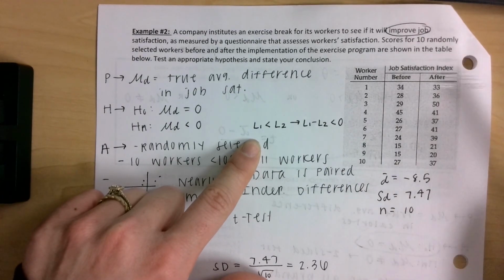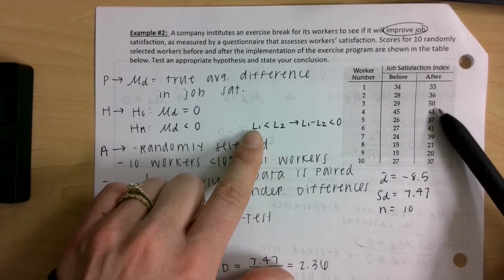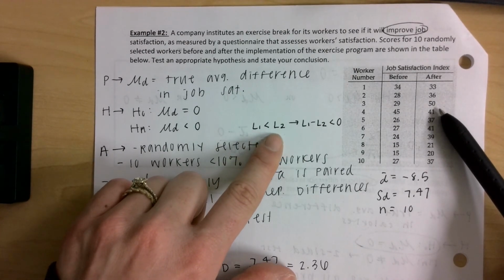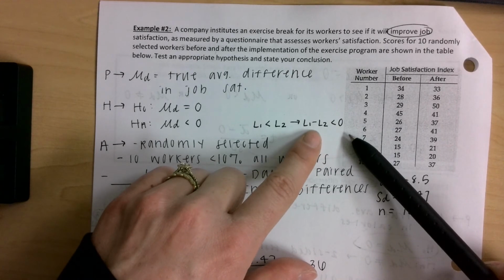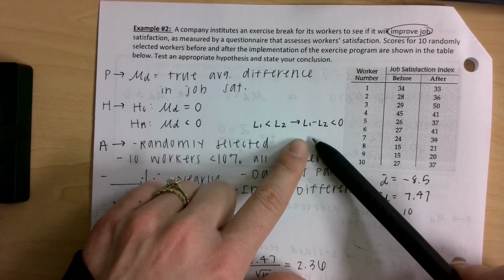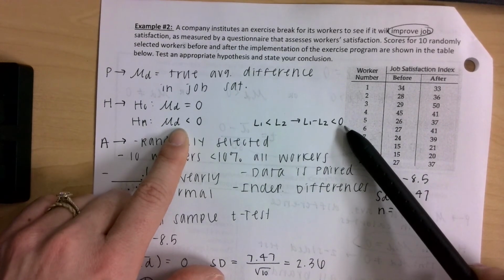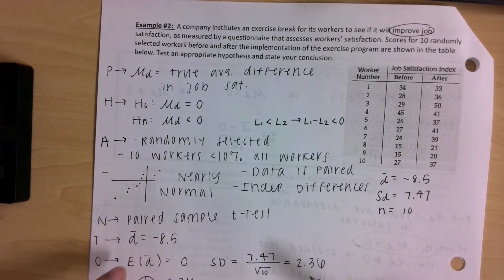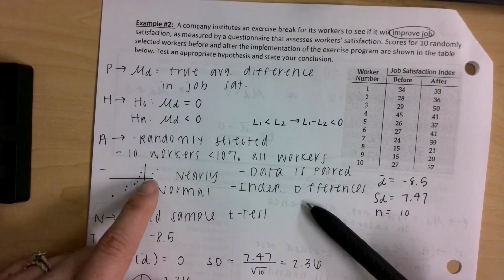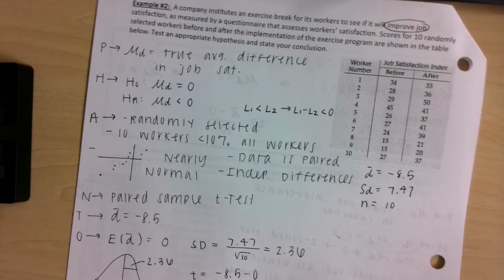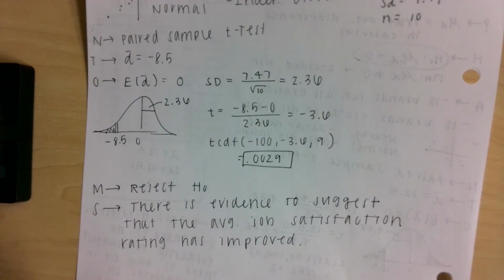We are looking to see if it improves job satisfaction, which means that the scores after should be greater than the scores before, so L1 is less than L2. Again, kind of like when we did with 2 samples, when I subtract it over, it shows me that those differences, so my mu sub d, should be less than 0. All of our conditions were met. Your normal probability plot is slightly curved, but mostly straight.